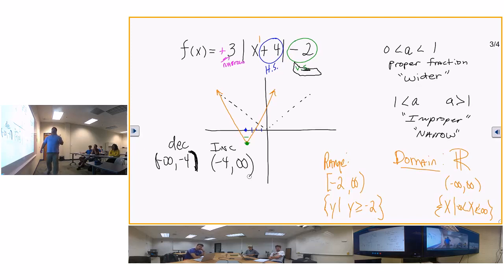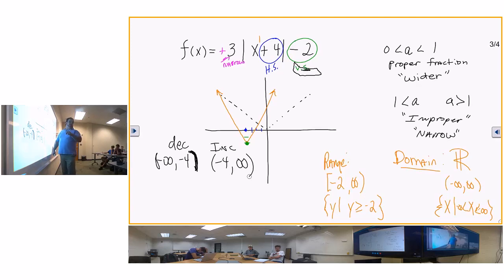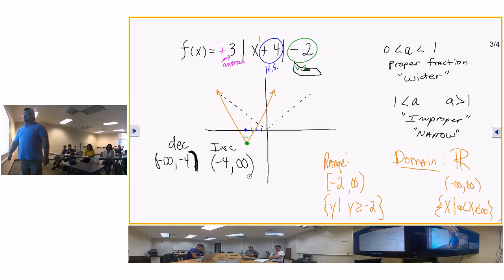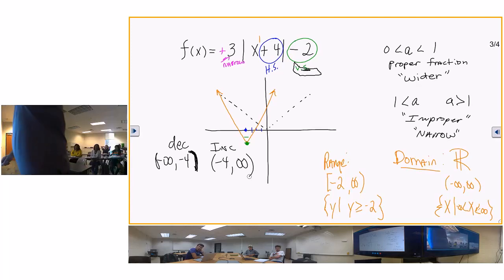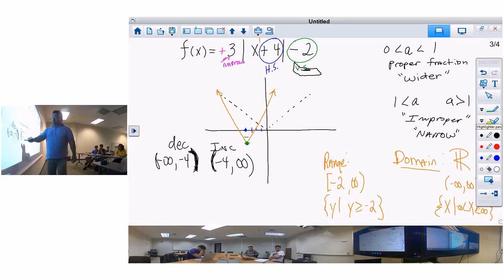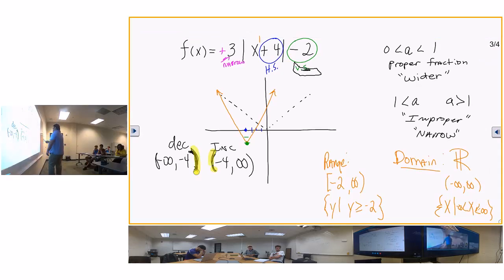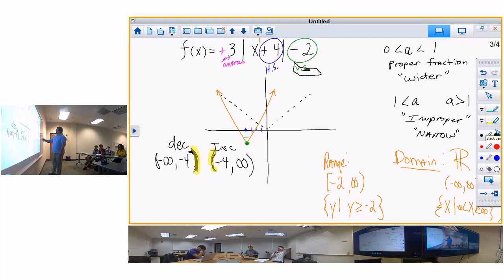So I cannot hold this particle in space right here on the -4 constantly, because it's neither going up or what? Down. So that's why when you're talking about increasing or decreasing, you're not going to have a bracket, you're going to have a what? Parenthesis. So make sure you take your highlighter and you highlight that parenthesis, because the test and the homework will mark it wrong if you put a bracket there on increasing and decreasing.